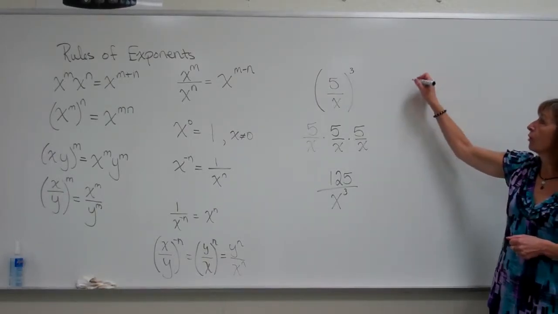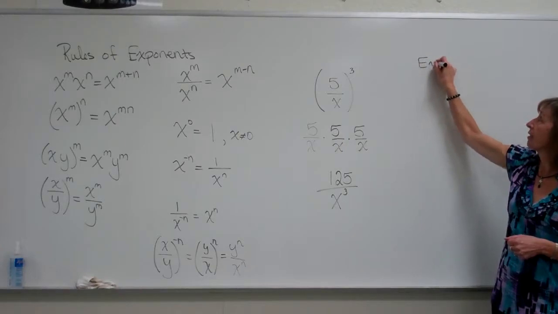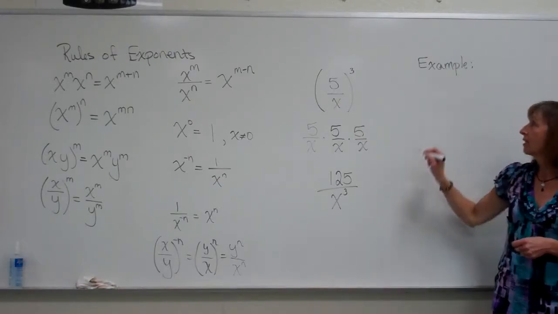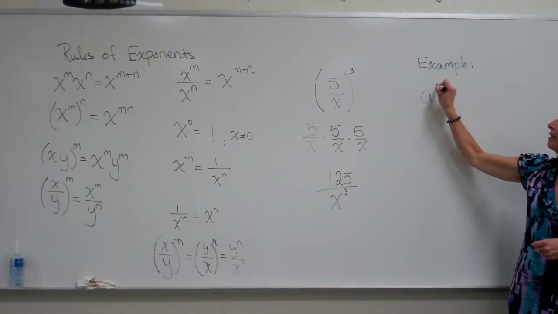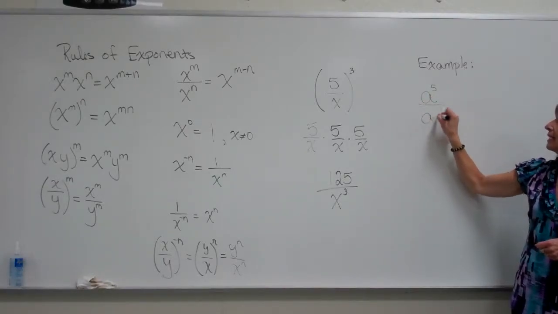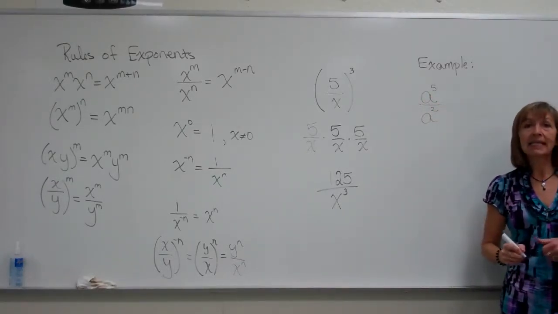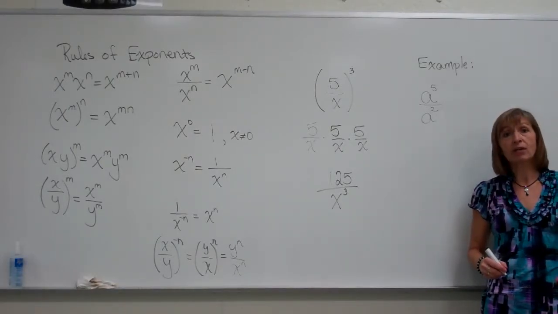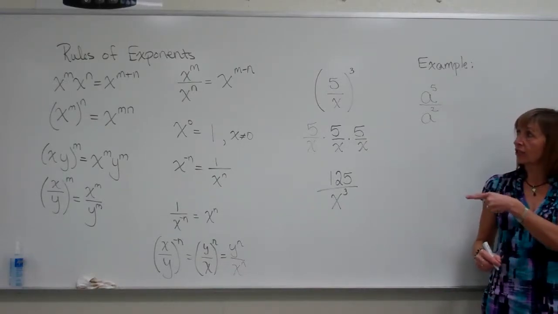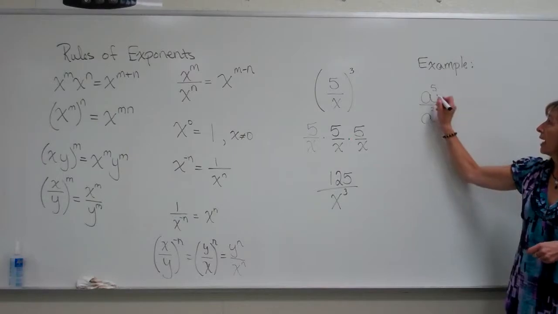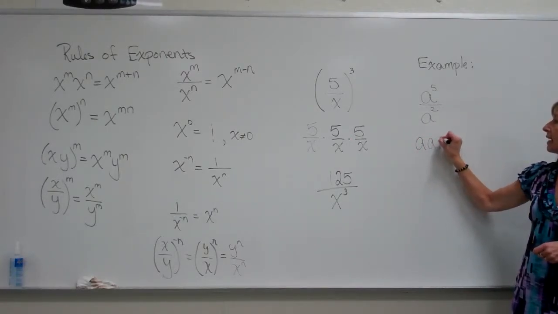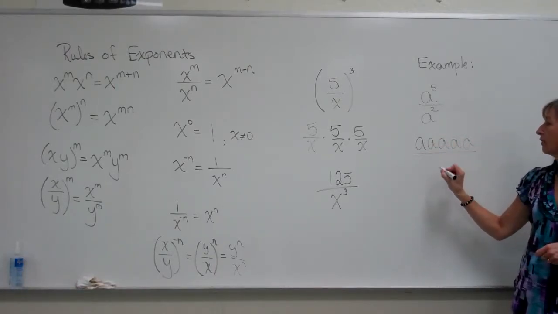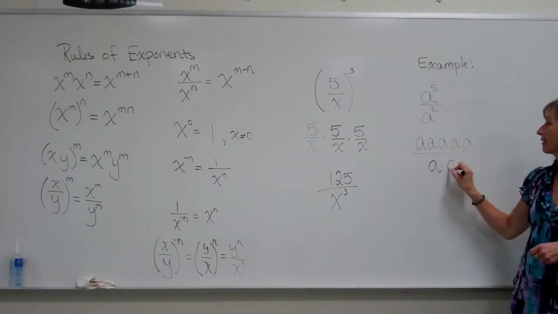What if we have a quotient of exponential expressions, as another example, where the exponential expressions have the same base? So for example, if we have a to the fifth over a to the second. Again, let's expand it without exponents, simplify it like we know our rules of simplification allow us to, and then see if there is the justification for the rule. So a to the fifth is a times a times a times a times a. In the denominator, a to the second is a times a.